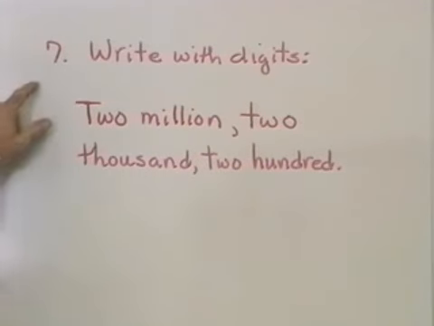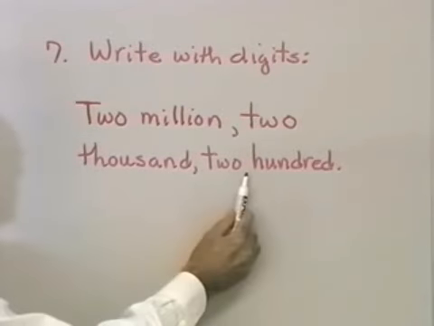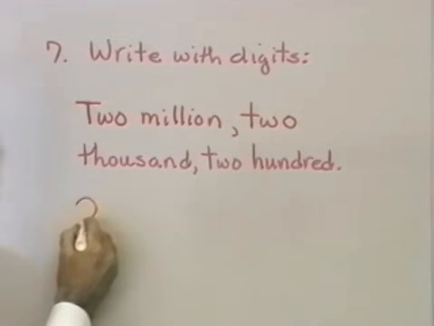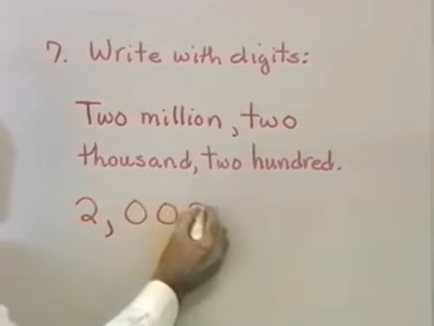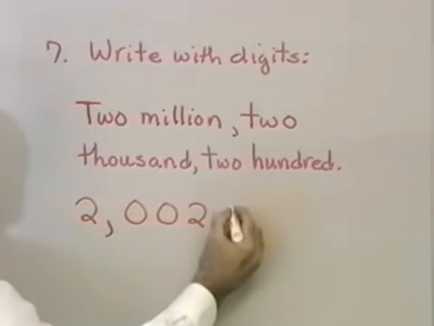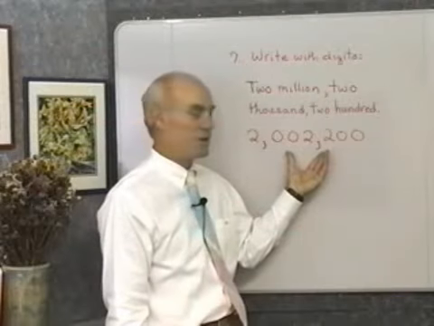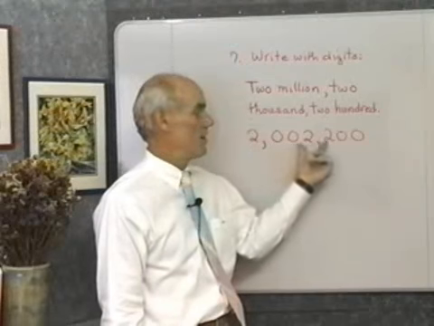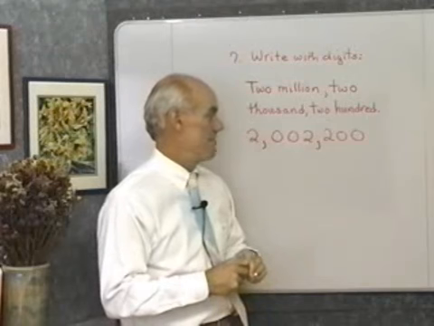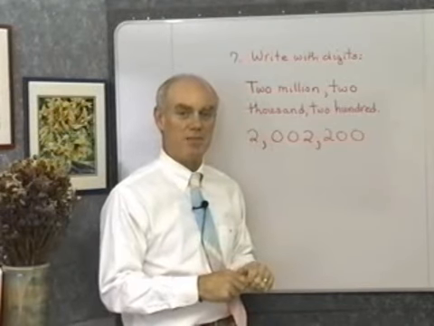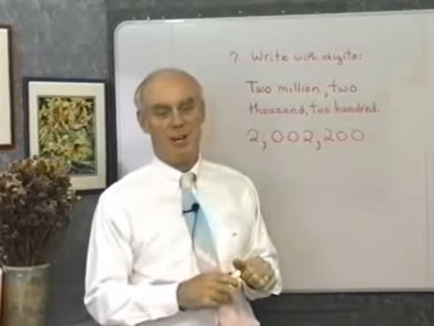For problem number 7, we have down here write with digits, and the number is two million, two thousand, two hundred. So I want to write here 2 million. Now 2,000, so 002, comma, 200. So there's 200. So I've written this number in symbols or with digits, and I have 2,002,200. So that's a look at writing these numbers with digits. And it's sort of a look at place value for numbers and naming numbers, writing numbers in expanded form, and also then writing numbers in words.